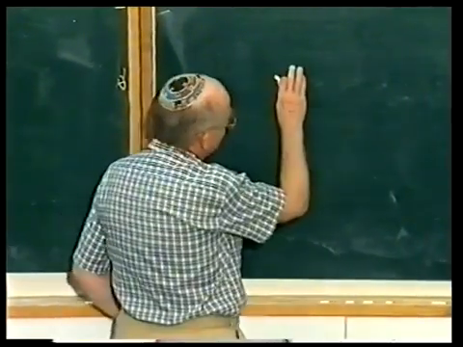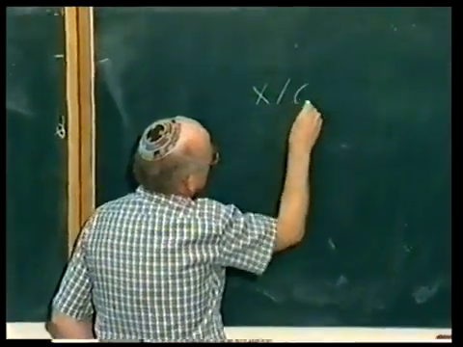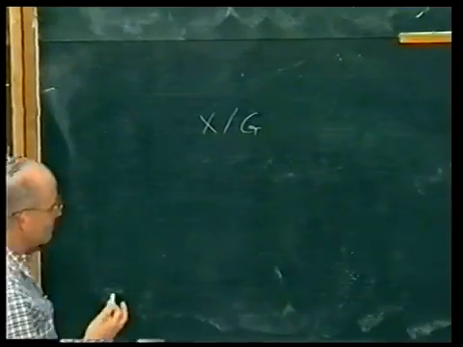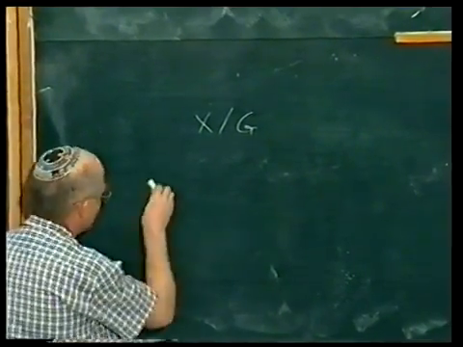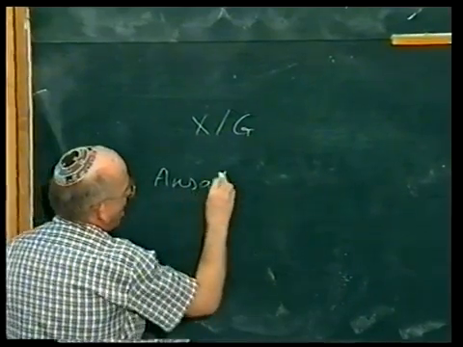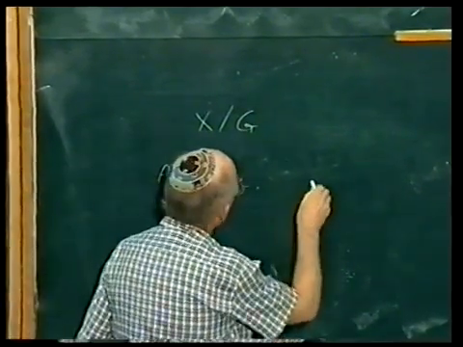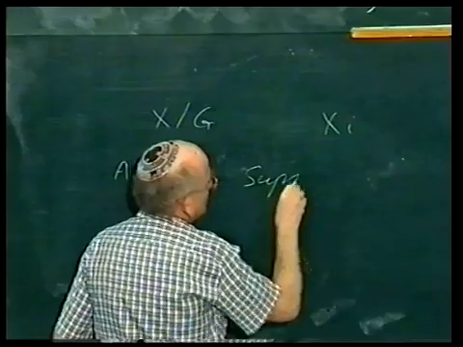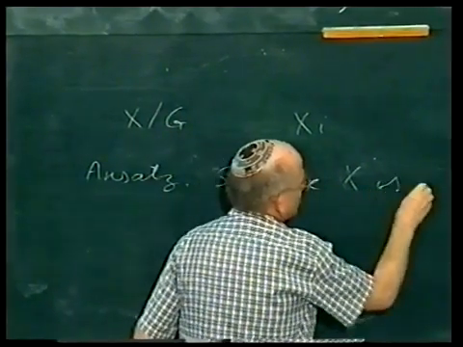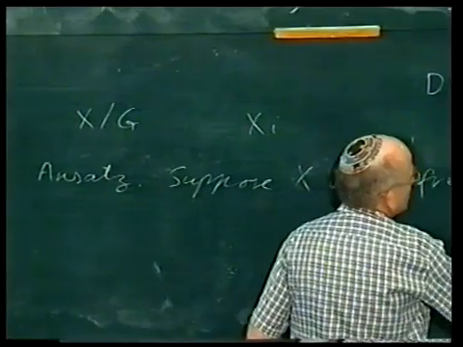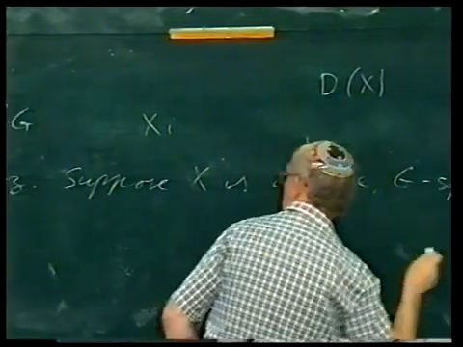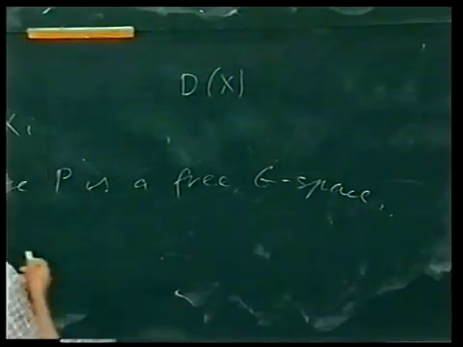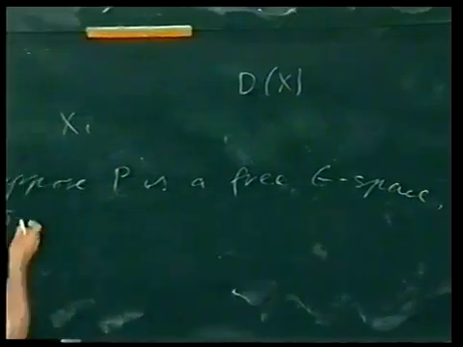Okay, so suppose I have this object, X mod G, and I want to define its derived category. So first I make an ansatz. First I say, suppose X is a free G-space. Oh, that's P. P is a free G-space, and P bar is equal to P mod G.